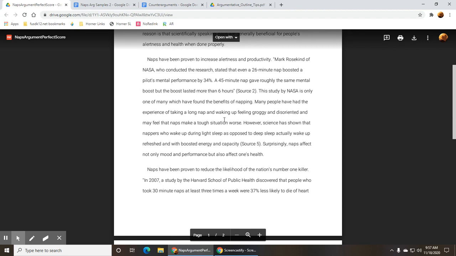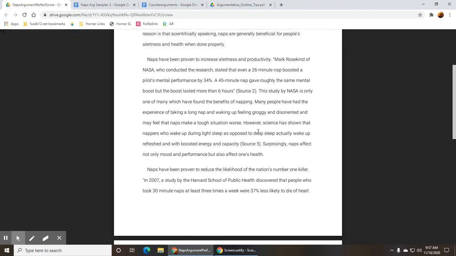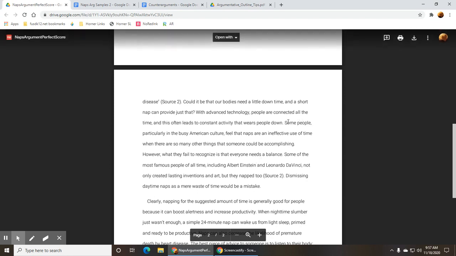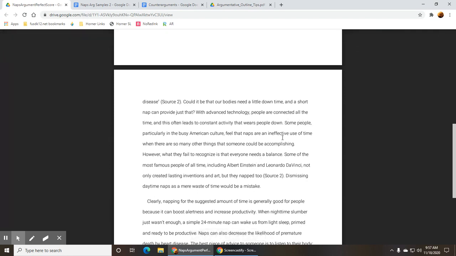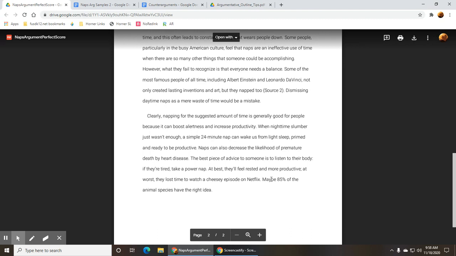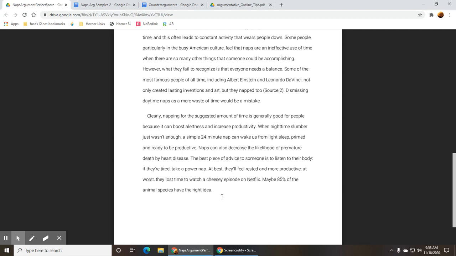Each body paragraph begins with a topic sentence that states one of the reasons supporting that claim. There's evidence, which is cited and then explained, more evidence, cited and explained. There is a counter argument addressing that some people feel naps are an ineffective use of time, which was then disproved with paraphrased and cited evidence. And then the conclusion restates the thesis, sums up the main idea, and comes full circle back around to the hook. So that ends with the general concluding statement there.